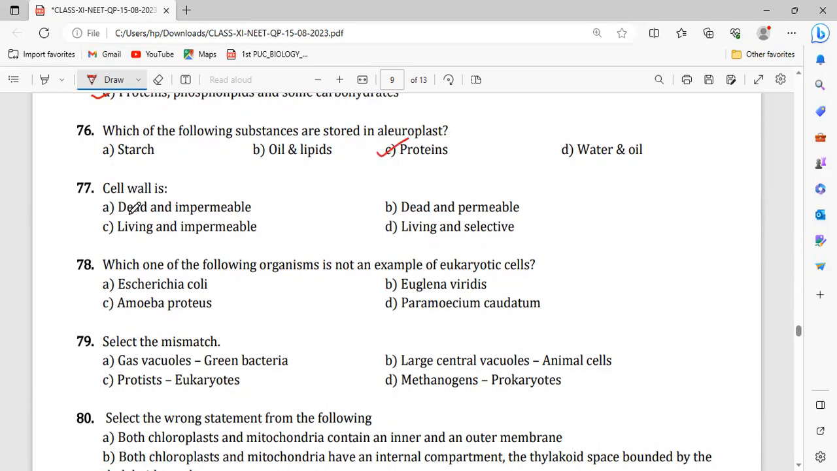Cell wall. Cell wall is actually the dead one. So here two are the dead. And it is actually permeable. It will allow all the substance to pass through it.